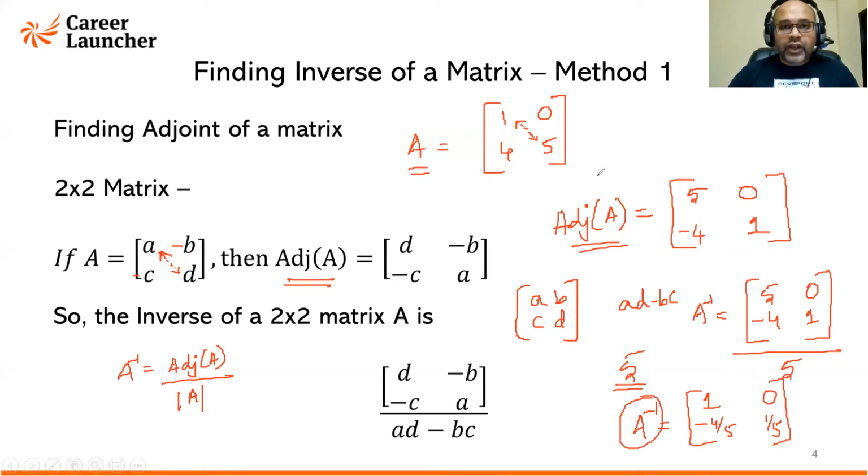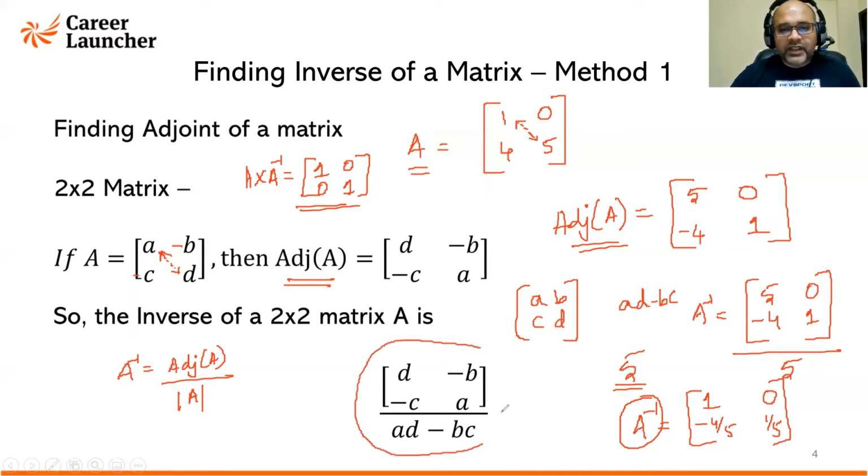And if you are interested, you can actually try to do this. Find out what is A into A inverse. And you'll actually notice that you will get 1, 0 and 0, 1 for sure. This is a home exercise for you. You can try it out. So finding the inverse of a 2 by 2 matrix is very, very straightforward. It's a very simple idea. This is the direct formula for it.